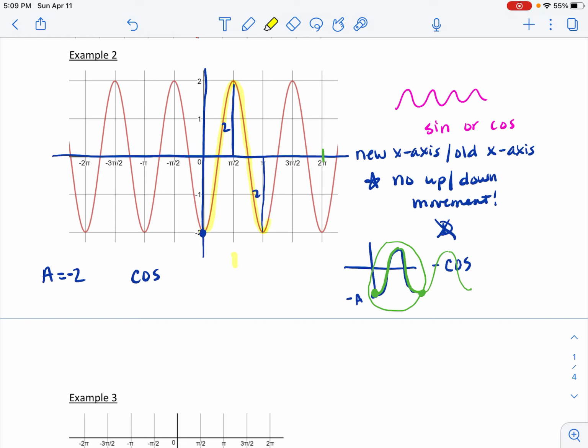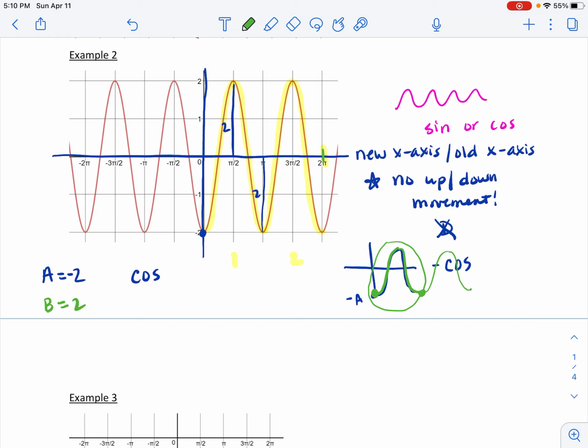And then look, I could do it again. All the way up, all the way down. Stop, there's 2 pi, right? So how many of those fit in there? You got 2 full cycles of cosine in there this time. So that means that your B value is going to be 2.